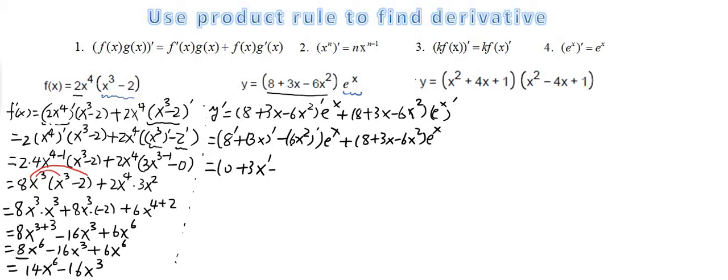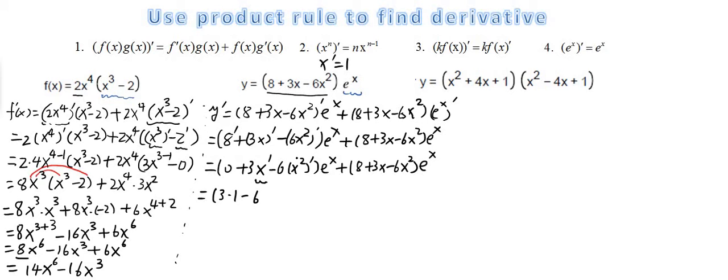Okay, and similarly here, for 6x squared, we're going to keep the constant the same, and we take the derivative only of the x squared. Now the derivative of x, I should put it here, the derivative of x should equal 1. Okay, so we have 3 times 1 minus 6, and for the derivative of x squared, you can use the power rule.